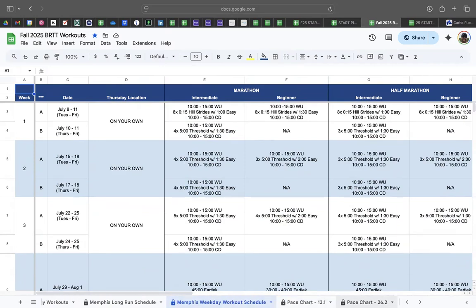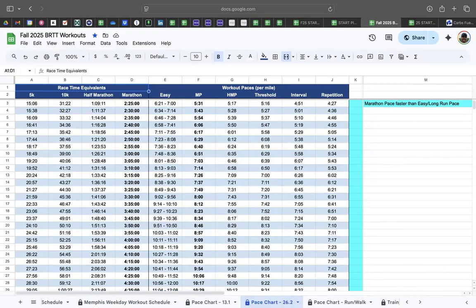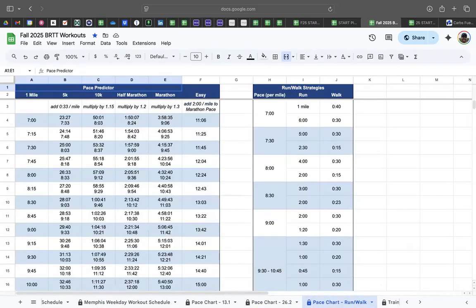We do also have these pace charts here on the training plan. There's three. So there's a 13.1 pace chart for half marathoners, a 26.2 pace chart for marathoners. Those look very similar and work very similarly. There's also a run walk pace chart, which comes from the Jeff Galloway book on the run walk methodology. And so you can kind of choose from these or use these as references to figure out what's going to be your best paces to train at.